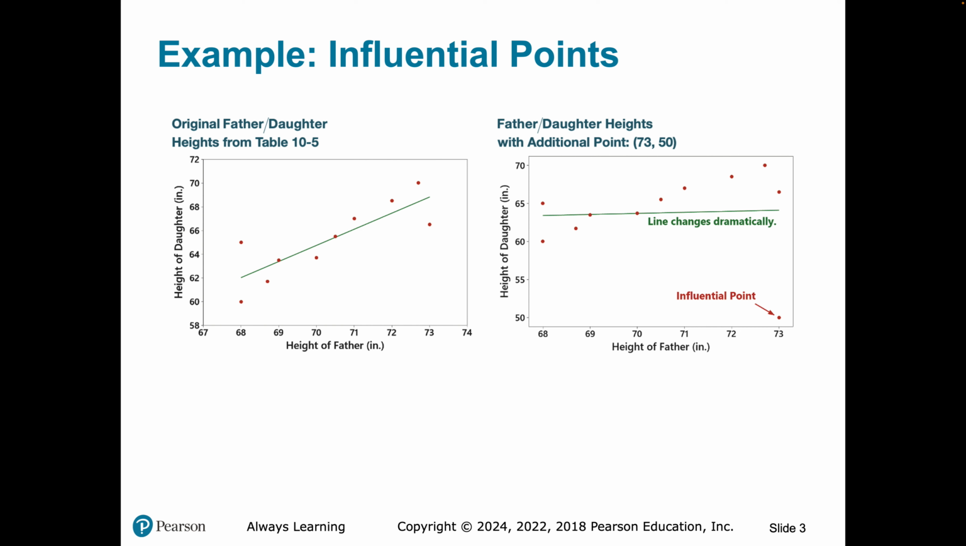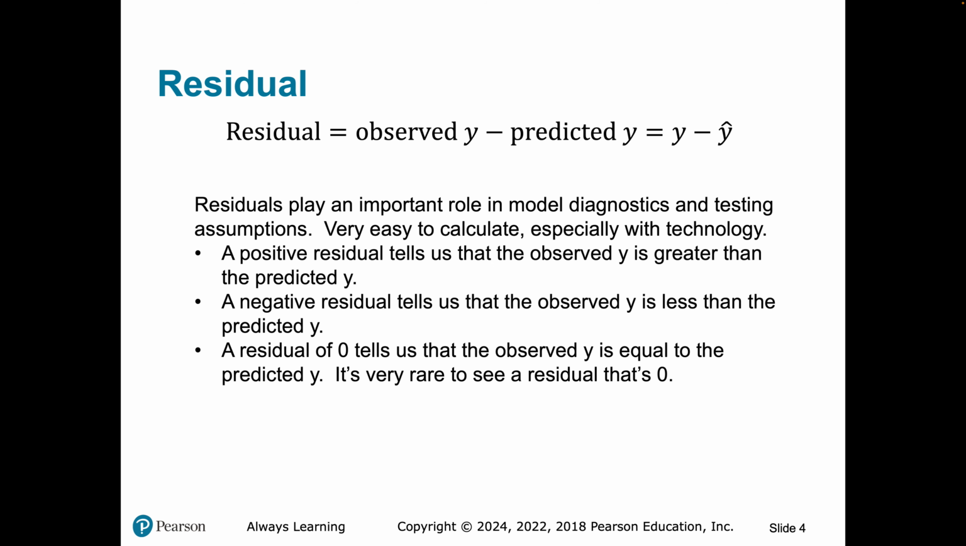However, if we add 1 point, let's say we have a 73,50, which is right here where I'm circling, it really dramatically changes the line, changes the intercept, it changes the slope dramatically. And so we would need to have on our radar that this point is an influential point and decide whether or not we're going to retain it in the model.